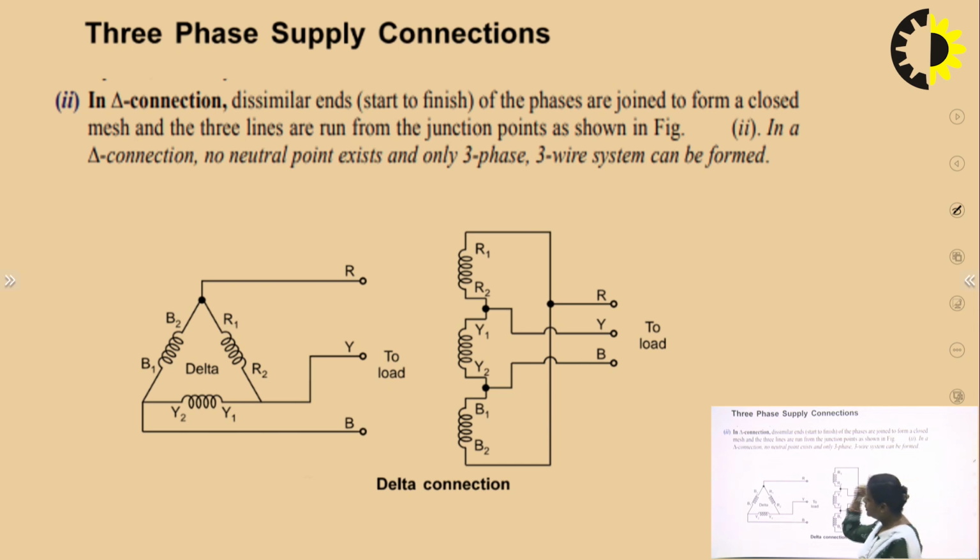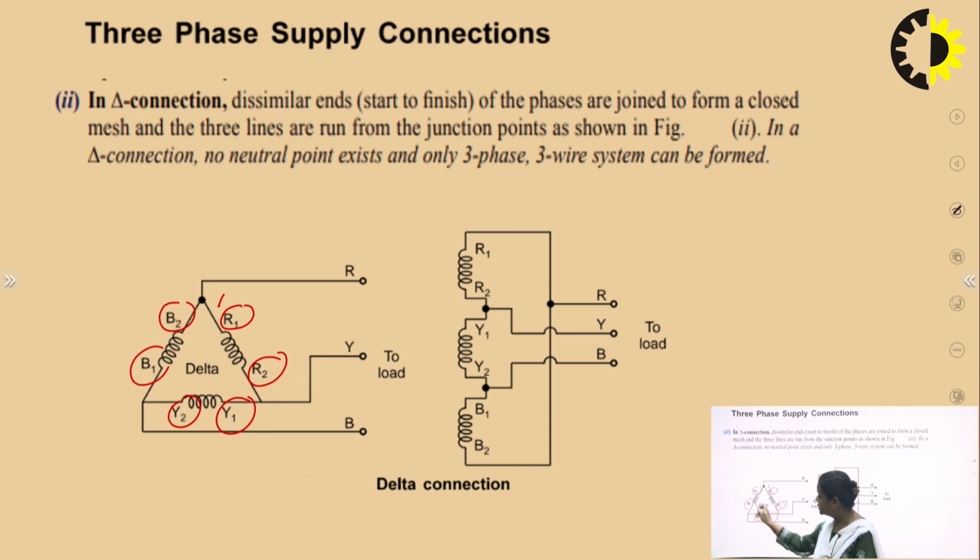Here you can see for this coil, this is R1 and it is joined with B2, right? If we say that this is the starting point of one coil, then it will connect with the ending point of the other coil. Similarly, this is the ending point, and it is getting connected with the starting point of the other coil. Here the ending of this coil is getting connected with the starting point of this coil. If this structure is formed, then this is called a delta connection. This is also connected in a similar way, just looking different, but this is also a delta connection.